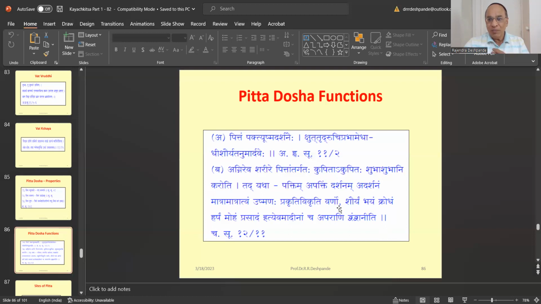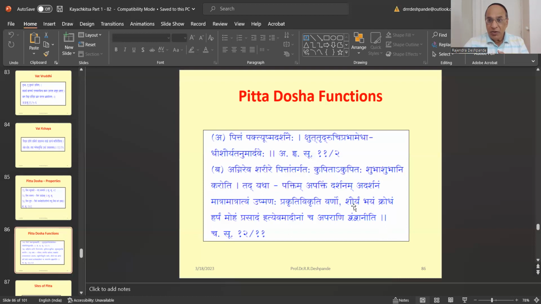Prakrita Vikrita Varnam, color and complexion. It may be normal or it may be cyanotic. It may be gangrenous. It may be blue coloration. It may be black coloration, which is not expected in the normal condition. This abnormal coloration is also because of faulty metabolism, and faulty metabolism comes under things like metabolic acidosis or respiratory acidosis. That is also a disturbed metabolic process.